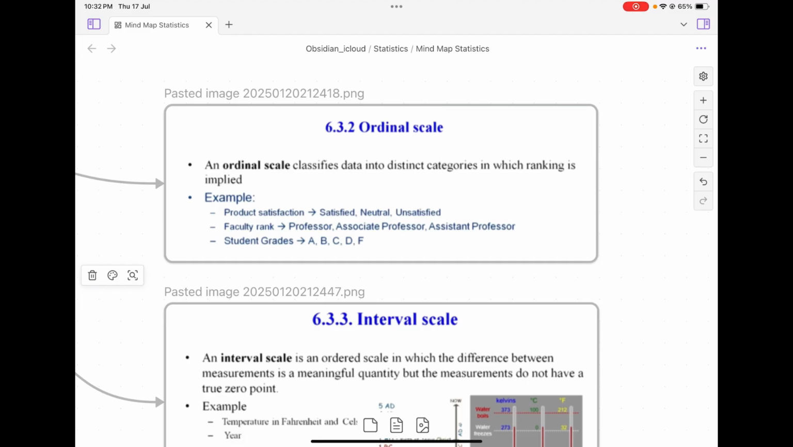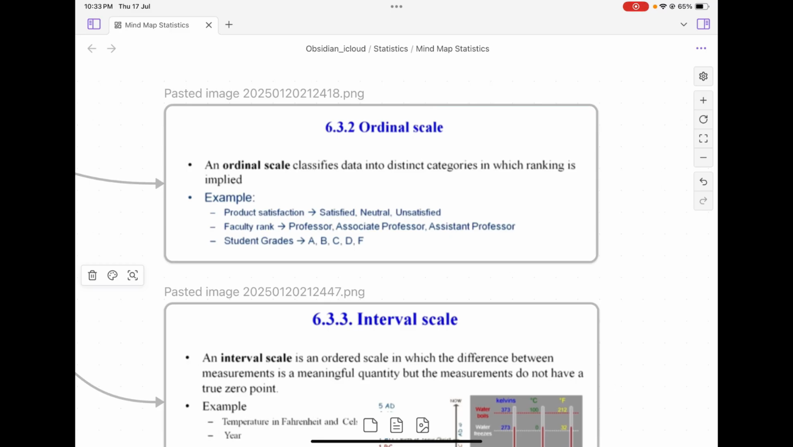So in nominal data, you did not have that kind of a ranking. Another example is faculty rank, for example professor, associate professor, assistant professor. So there is a kind of a rank between them. The professor being the highest one, and the associate professor being the second highest. Then comes the bottom level, that is the assistant professor.